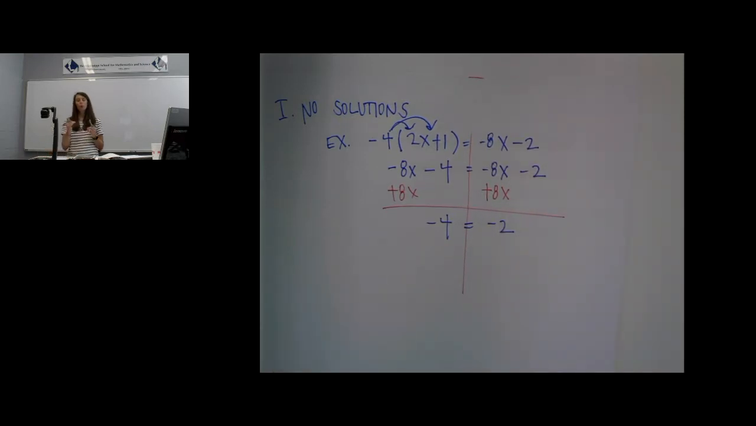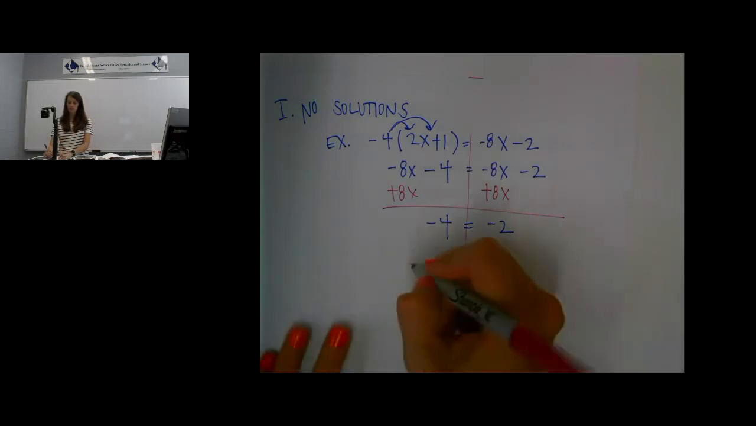So when the variables go away completely, then you're going to be left with a true statement or a not true statement. So here I'm left with negative 4 is equal to a negative 2. Is that true? Does negative 4 ever equal negative 2? It doesn't. So when the variable goes away and this equation is not true, then this is going to be considered an equation that has no solution.